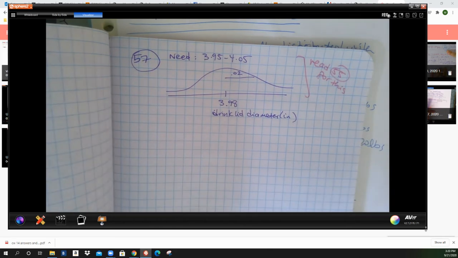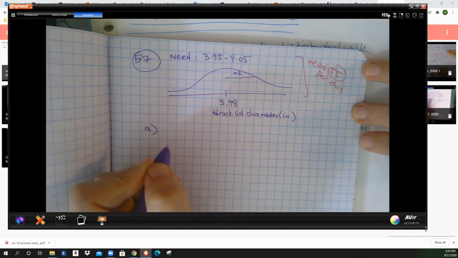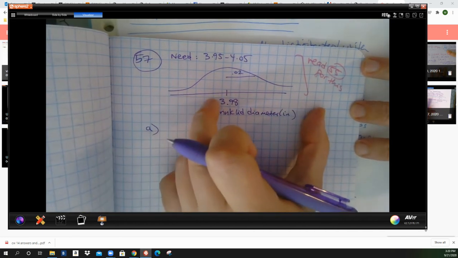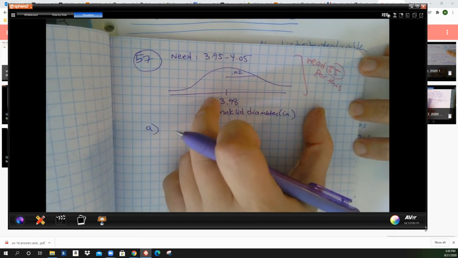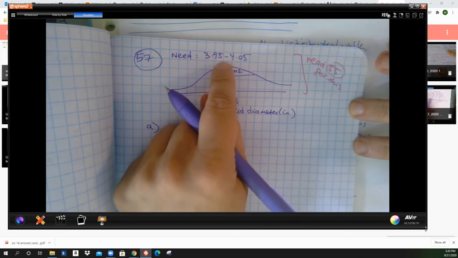And the strategy they're proposing is keeping this graph with the same standard deviation, but adjusting the whole graph left and right so that only 1% of the lids are too small. And then too small will be just from question 55, anything less than 3.95.